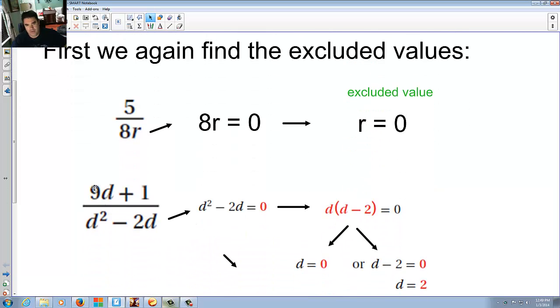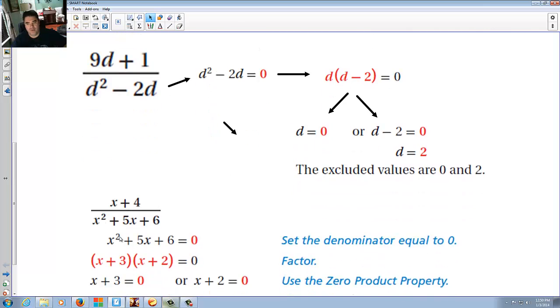Take a look at this one here. 9d plus 1 over d squared minus 2d. Now what you do first is we can divide a d out of this thing. So notice here how they took a d out, leaving d minus 2. That leaves two different options. Because if d is 0, the whole thing becomes 0. And what's the opposite of minus 2 but plus 2? So if the value is either 0 or 2, the whole bottom becomes 0. Now if you don't believe me, you can go ahead and plug in the 0 or the 2, and you'll find the bottom becomes 0 either way. So those are the two excluded values.